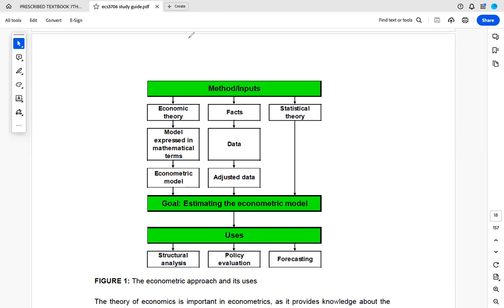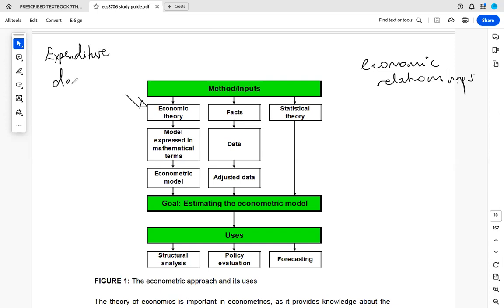When we talk about econometrics, right, we're trying to estimate economic relationships, right? So how does this usually work? I'll start with a simple example. Let's say someone tells us that there's an economic theory that says the level of expenditure in a household depends on the total income of the household, right? So this is an economic theory that someone has told us.